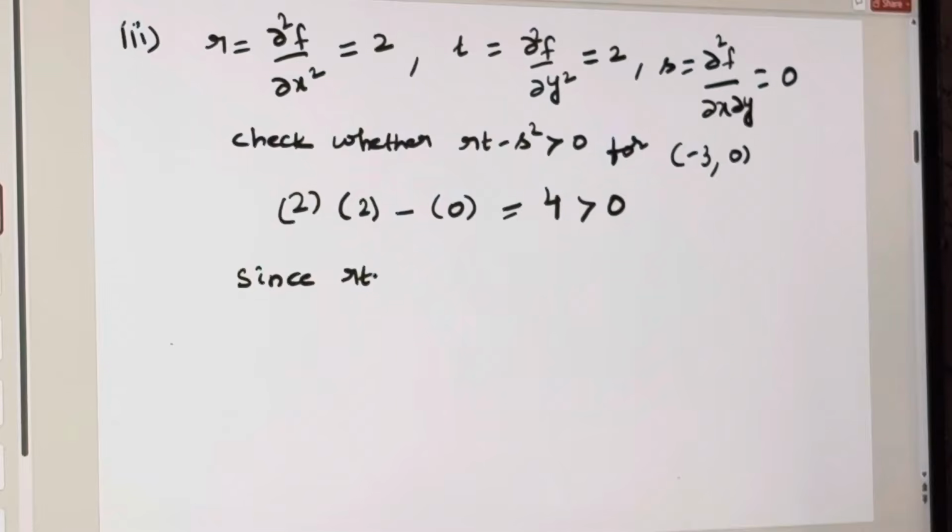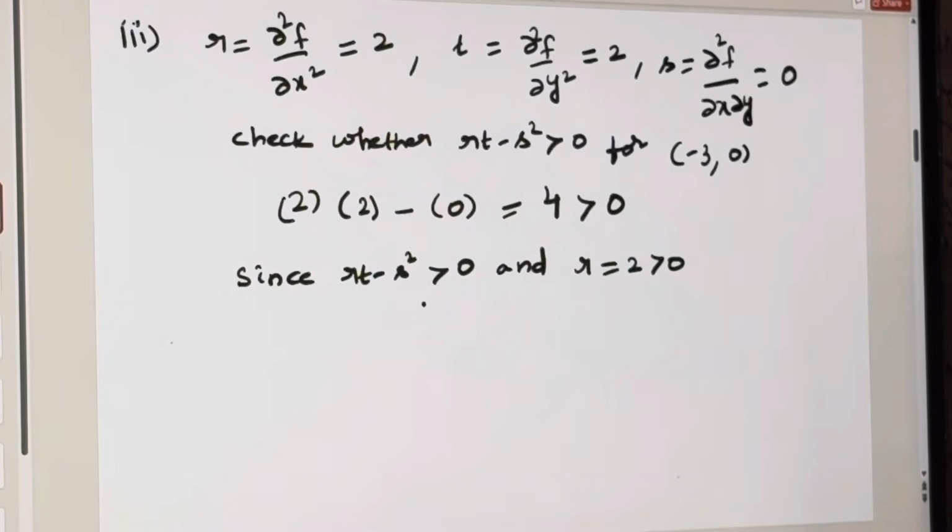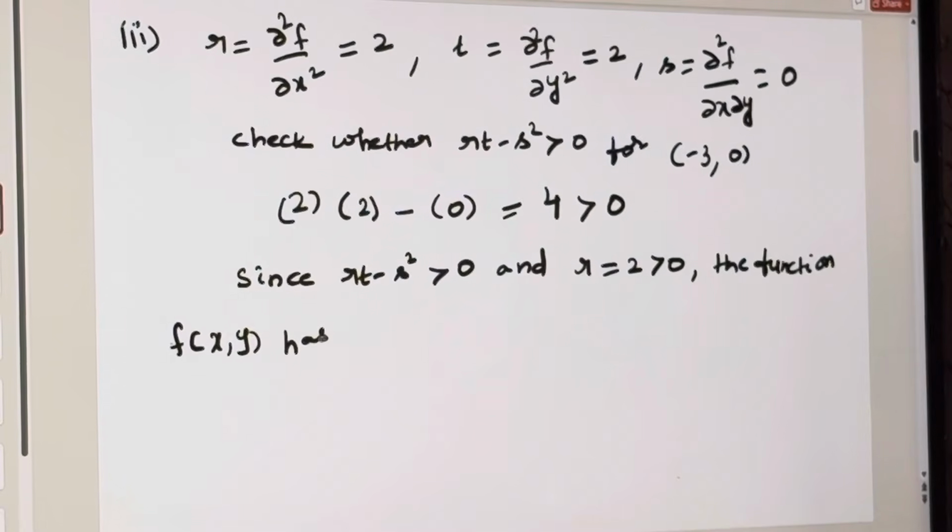Okay. So, what is the next step? Since RT minus S square is greater than 0, we have to consider the value of R. What is R? R is equal to 2 is greater than 0. Whenever RT minus S square is greater than 0 and R is greater than 0, the function is going to have which value? The function is going to have a minimum value. So you will be writing the function f of x, y has a minimum value.